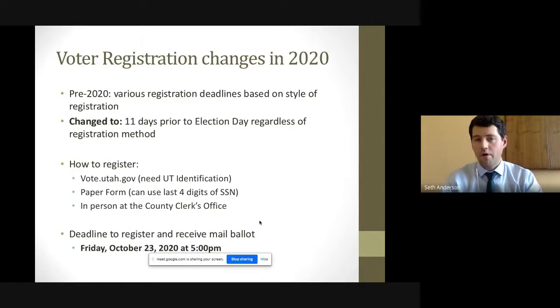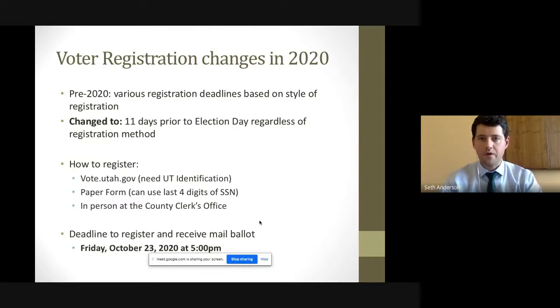That's where we point everybody. If you have a Utah identification or Utah driver's license, vote.utah.gov is likely going to be the quickest way to register. We also have a paper form.